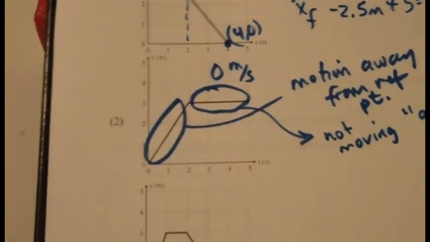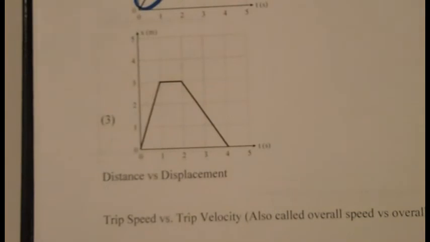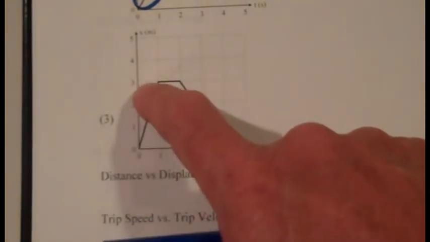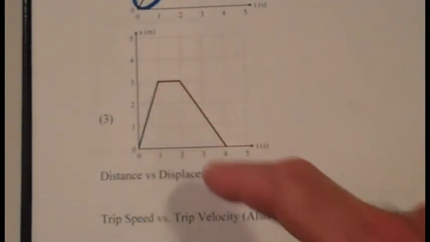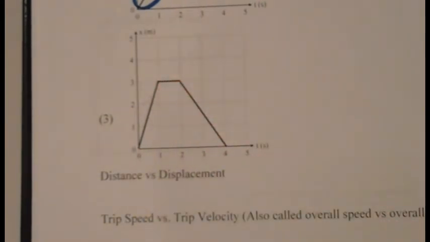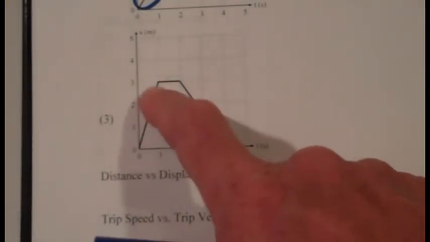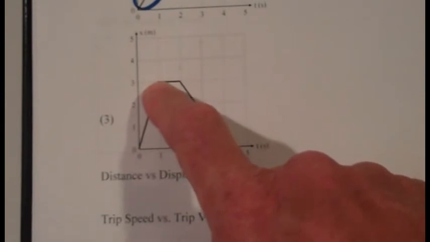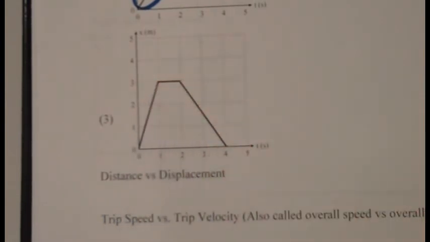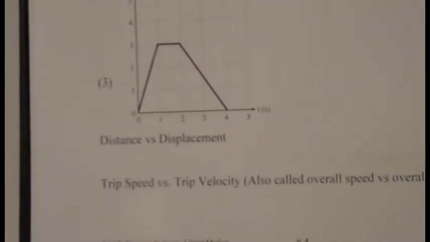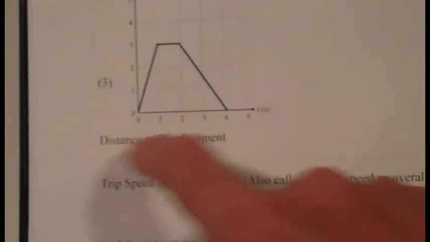Now, what about this next one? This is pretty interesting, right? This would be motion away, then the object stops for a second, and then the object comes back. So, the object moves 3 meters away from the reference point. Then the object stops at 3 meters for 1 second, and then the object comes back.